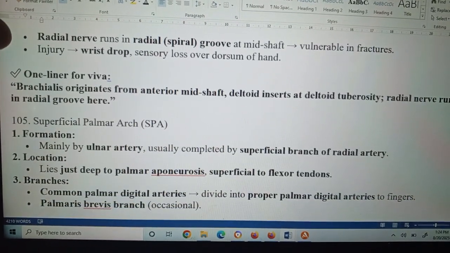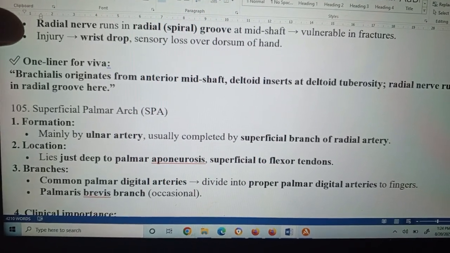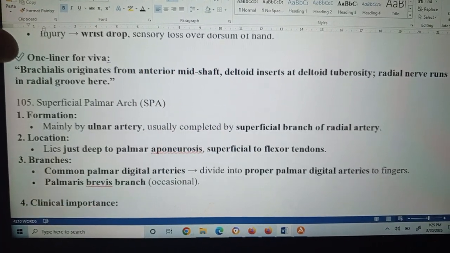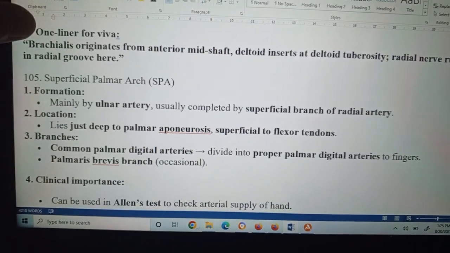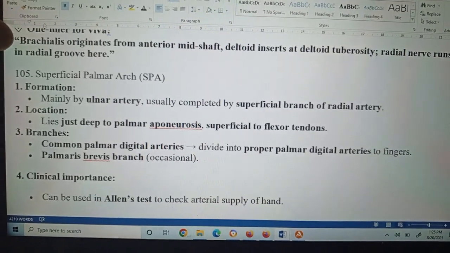One liner for the Viva: brachialis originates from the anterior mid shaft, and deltoid inserts at the deltoid tuberosity. It can be asked to you in your exam, and the radial nerve runs in the radial groove. Now I have made another question, so I added a few more questions. That's why I am making another part 3.